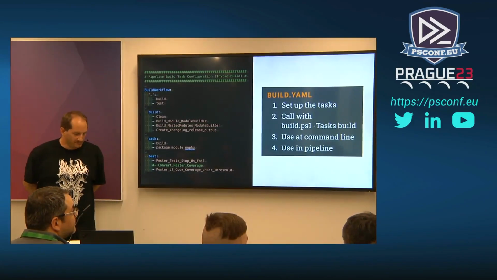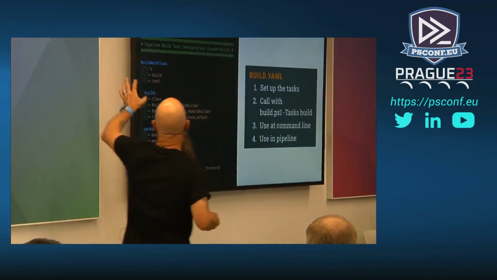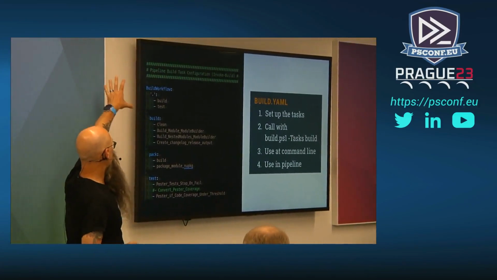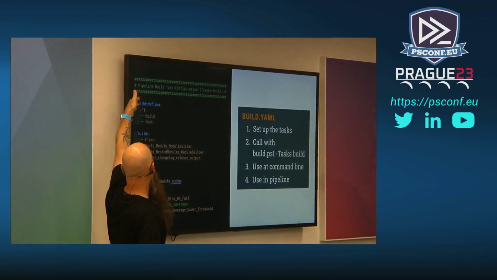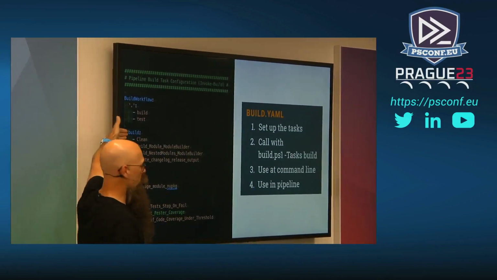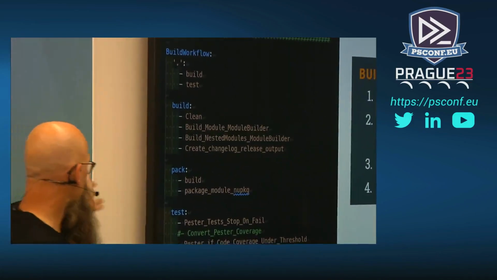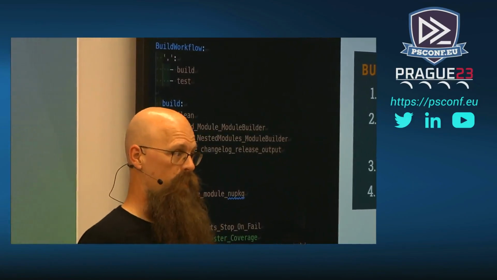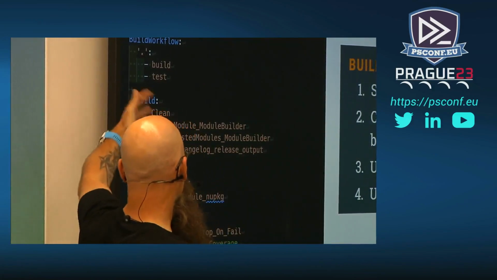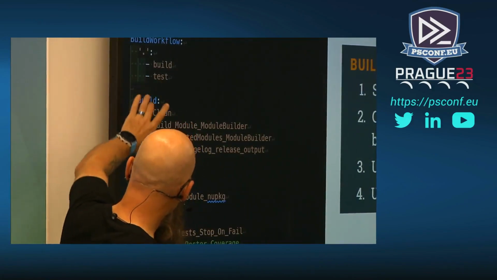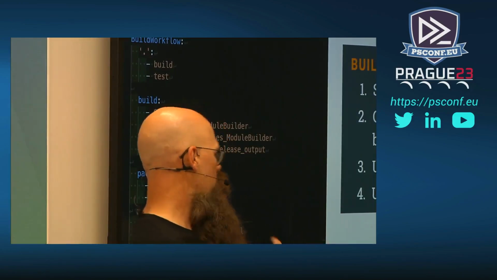What you can see on the screen in the YAML is spacers, because spacers are important in YAML, never forget this. But also that we have a build workflow that says when you want to do build, I want to do in the local directory build test. And if I'm going to do a build, what I'm going to do is a build module builder, because Gael is great at naming things, and then a build nested modules module builder, and then a create changelog release output. You can see each one of these are ticked in different tasks. These are just the ones that are there. You can have anything else that you want.